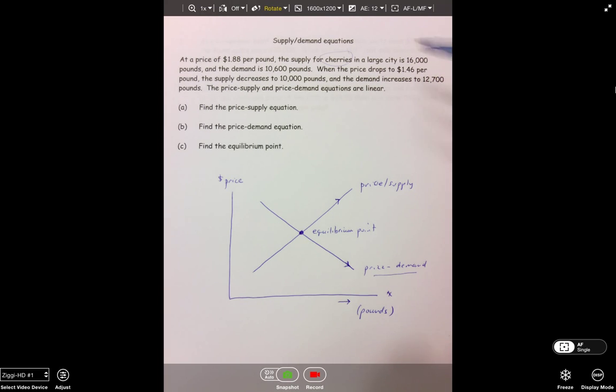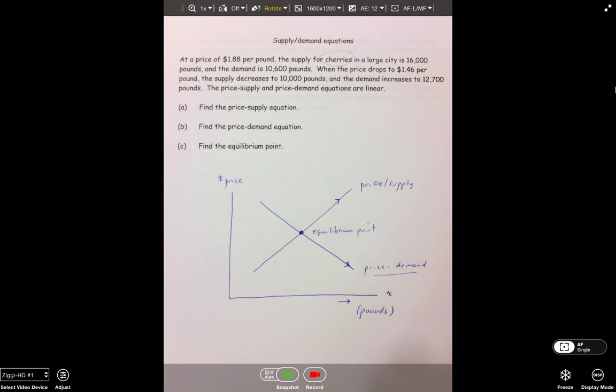I don't know. What we have here is a situation where at a particular price, $1.88 in this situation, we have a supply and a demand amount given for cherries in a very large city. When the price drops to $1.46, the supply decreases and the demand increases. And I think the relationship between the demand for a product and the supply that we have on hand varying according to the price of a particular object makes a lot of sense.